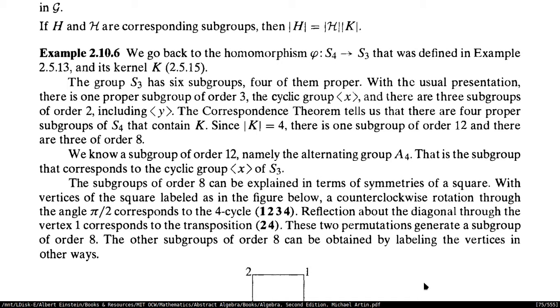Group S3 has 6 subgroups, that's clear. There is one proper subgroup of order 3, the cyclic subgroup of X. This was the cycle 1, 2, 3. And there are 3 subgroups of order 2, so that would be your transpositions. Including the Y cyclic subgroup, because Y squared is 1.